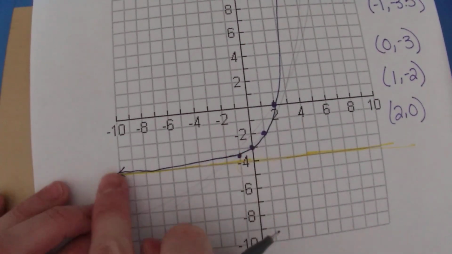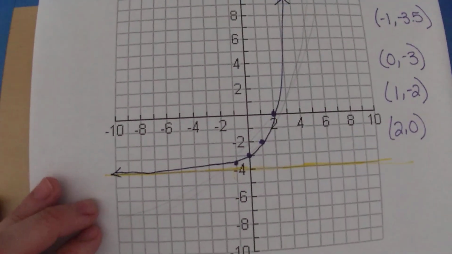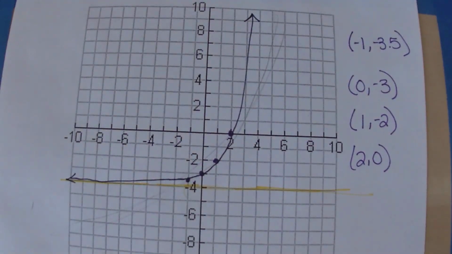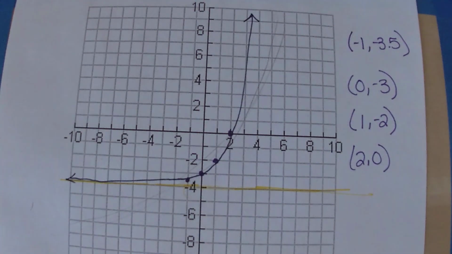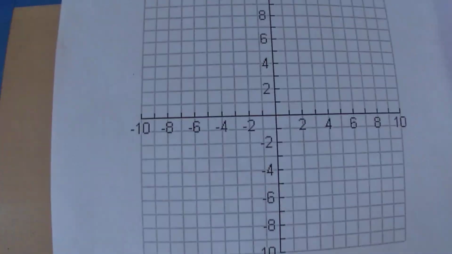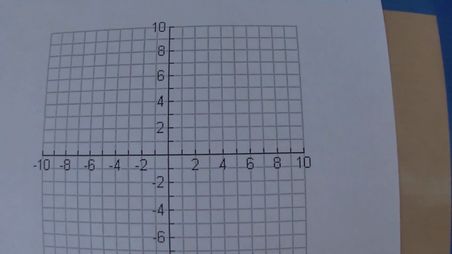So I'm getting close to that -4, but I'm not going below it. Okay, and there's my graph for an exponential. Now, you're obviously, for the most part, going to be working on just multiple choice and picking, so you're not going to have to worry too much about this, but it is really an important concept that I want you to understand. So let's look at another one.